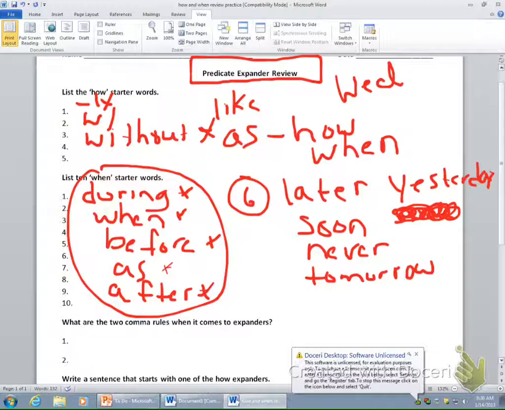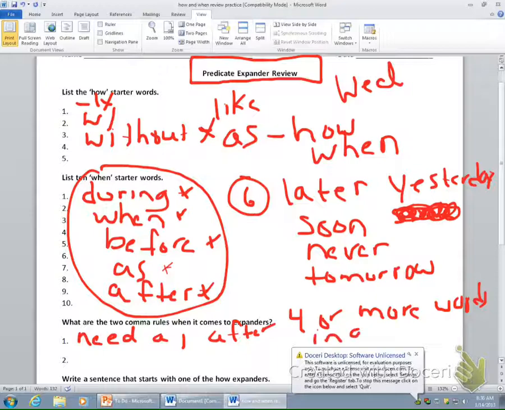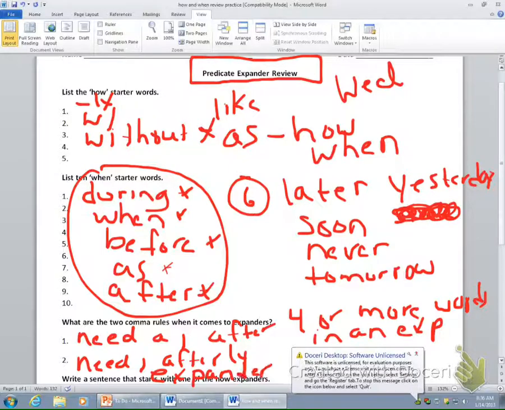What are the 2 common rules when it comes to expanders? The first rule is you need a comma after 4 or more words in an expander. So check to make sure you have that. The second comma rule is you need a comma after an ly expander. Now we know that that's the ly when it starts at the beginning of a sentence. You all understand that, right? Okay. All right.